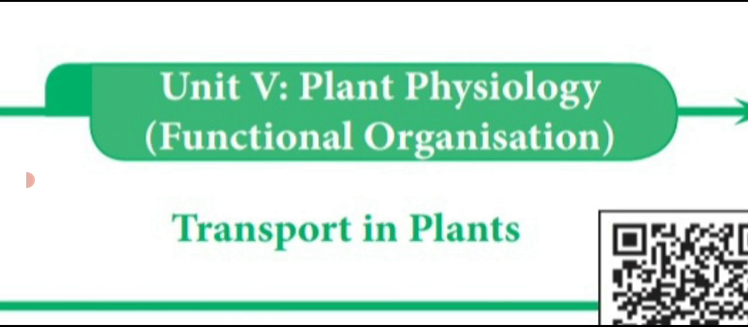Dear students, in the lower classes you have studied, there are two types of vascular tissue, that is xylem and phloem. Xylem conducts water and mineral salts. Phloem transports food material which is prepared in the leafy region to other parts of the body. So how these two vascular tissues perform different functions in plants is going to be seen in this lesson, which is known as transport in plants.